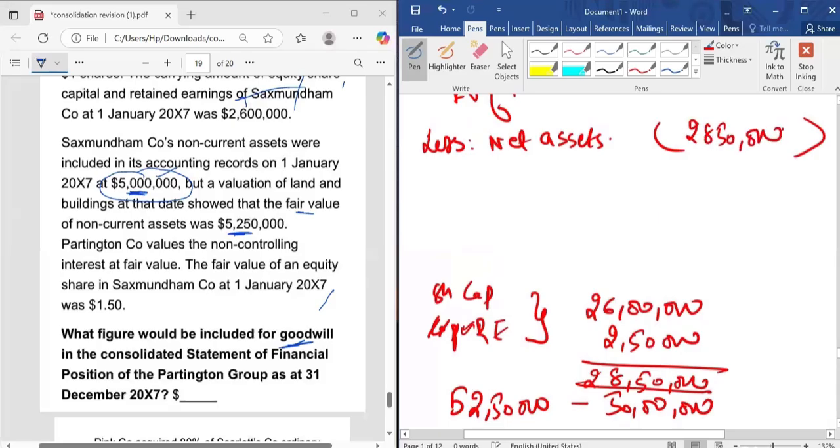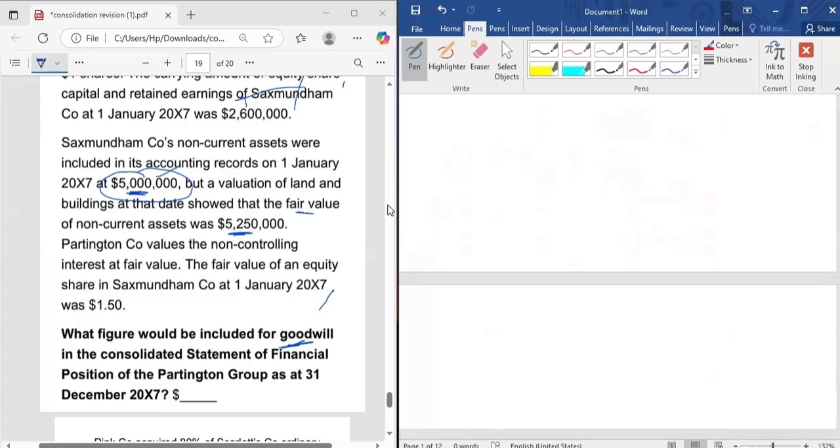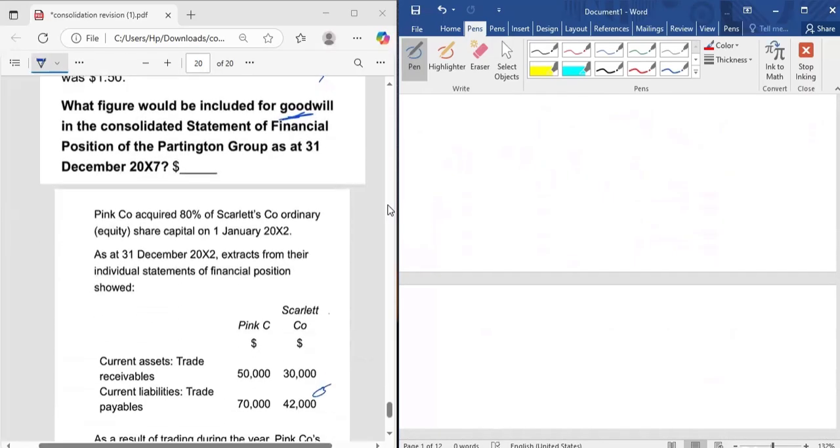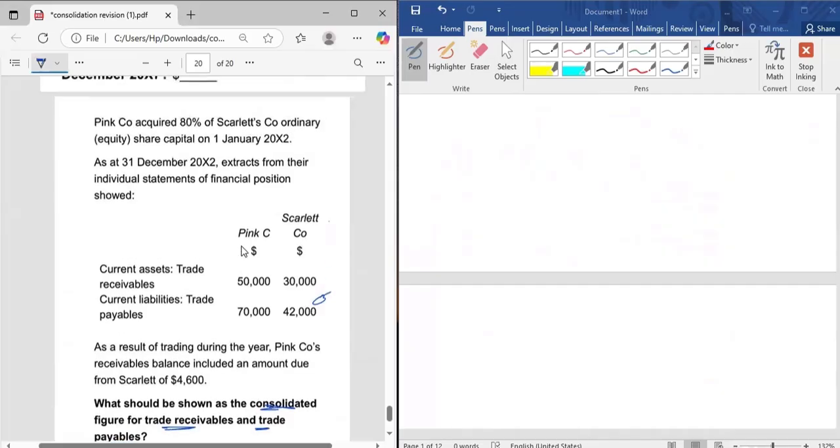So the only new part in this question was the calculation of net assets of the subsidiary, wherein we looked at how to calculate the fair value. You can calculate the purchase consideration and that NCI part. Now, next question: they have asked how we will show the consolidated figure for trade receivables and trade payables. Easy. Pink acquired 80% of Scarlett.